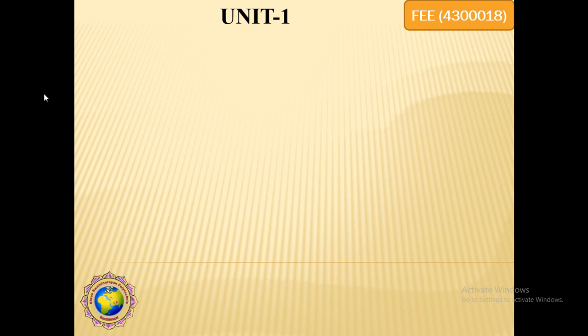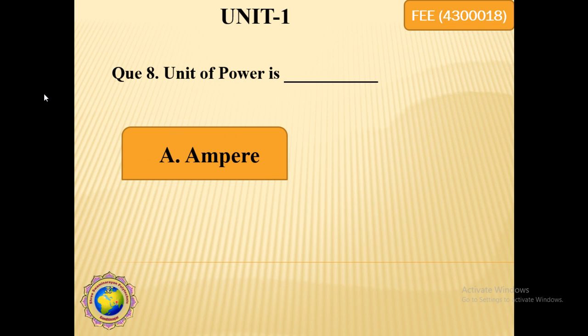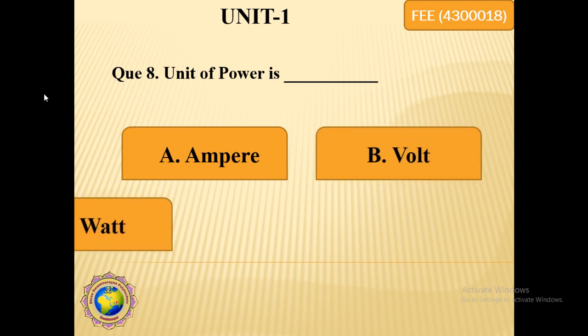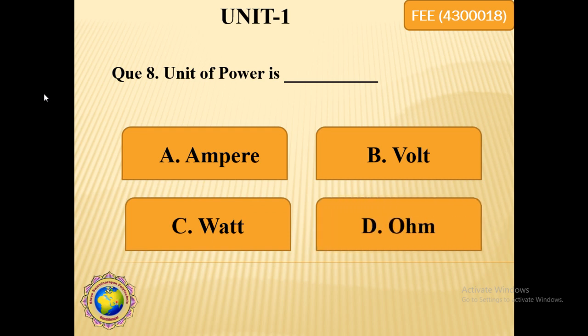Then we are moving on to question number 8. Unit of power is. What is the unit of power? And the options are A ampere, B volt, C watt and D ohm. That is question number 8. And the options are first A ampere, B volt, C watt and D ohm. Note down the correct answer.